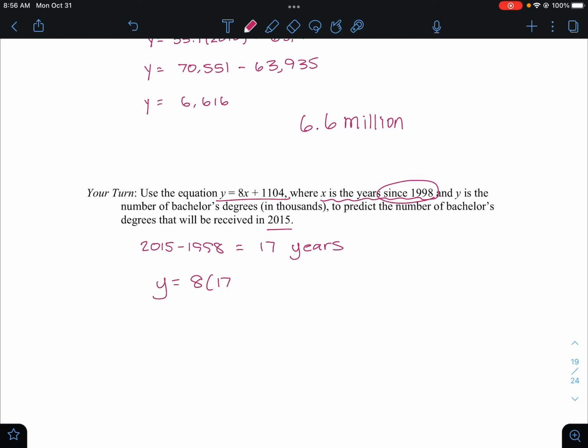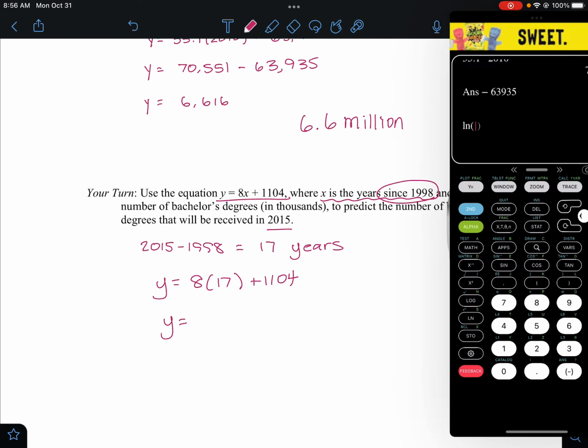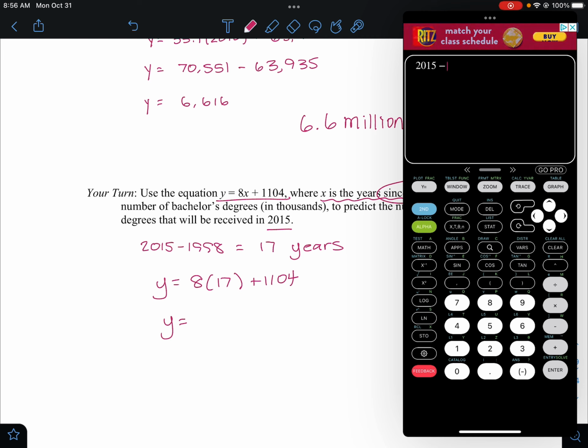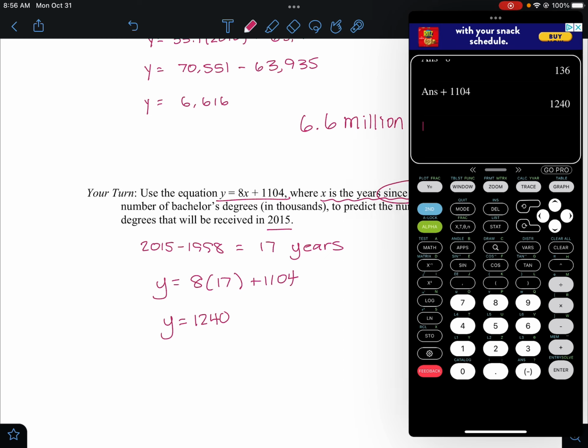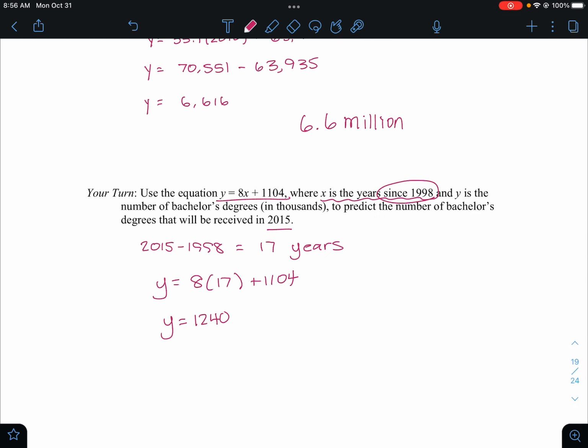Oh, and look, they did get the same exact equation as us. All right, so then we converted our answer since it's in thousands, and that's what we got.